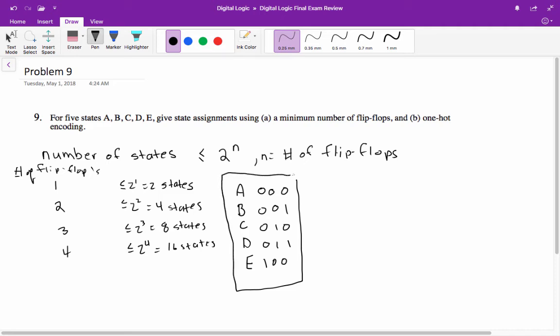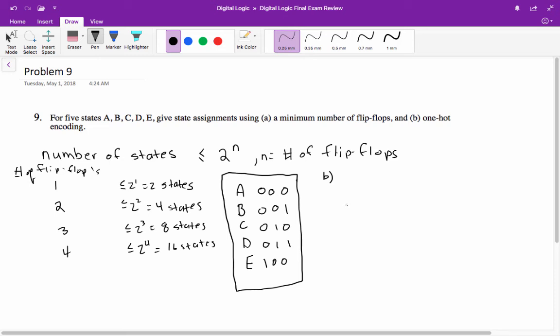That is one answer to part A. There are lots of answers to part A. You could scramble these around. You could use some of the ones that I didn't use. It's up to you.